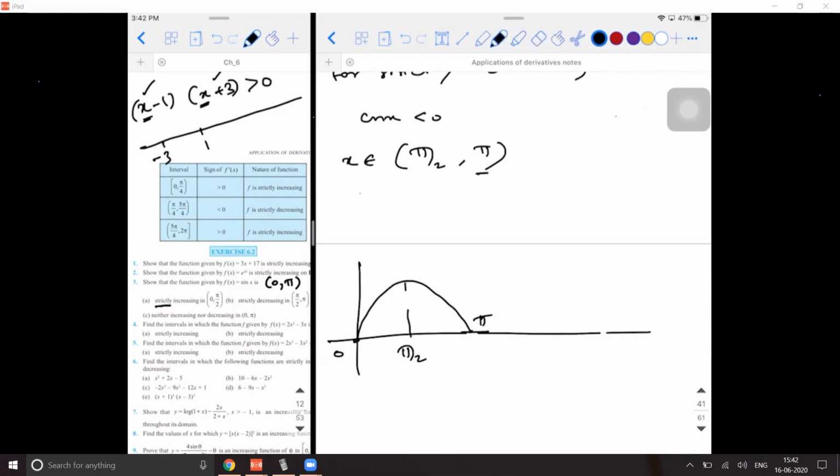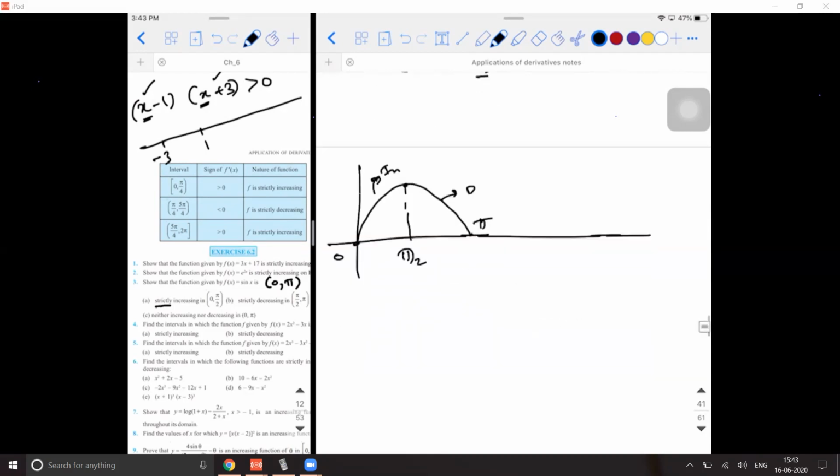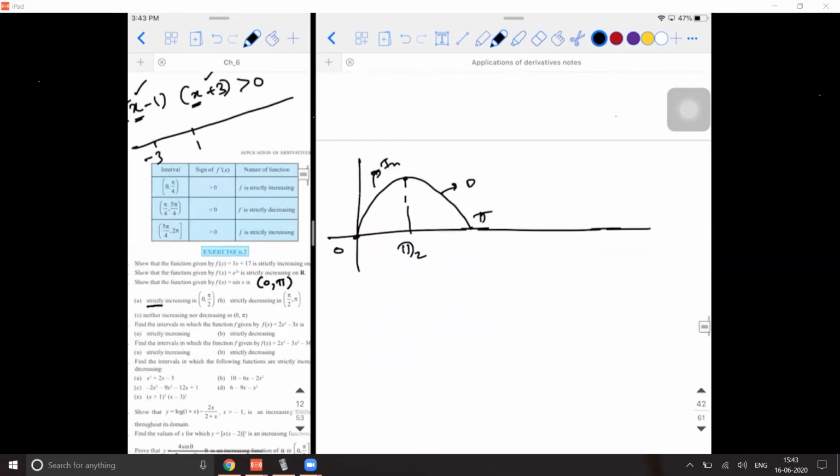Alright? So this is not required. Between 0 to pi, here it is increasing and here it is decreasing. So at pi by 2, it will exactly be maximum. Okay. So I think the fourth problem we have already done.